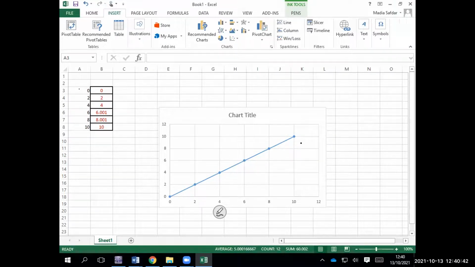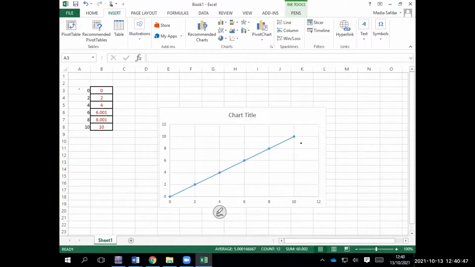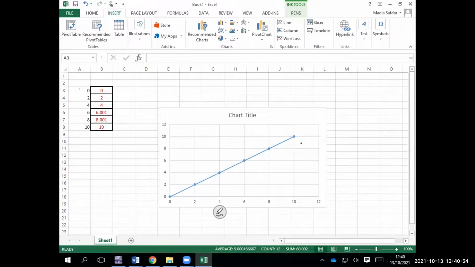Dr. Madia, Miss Madia, I can't paste two photos in the same Word document.